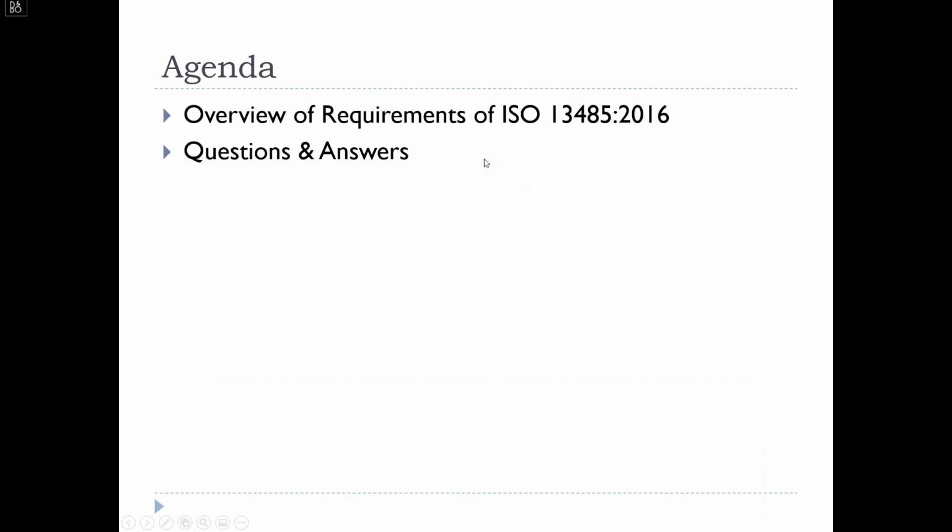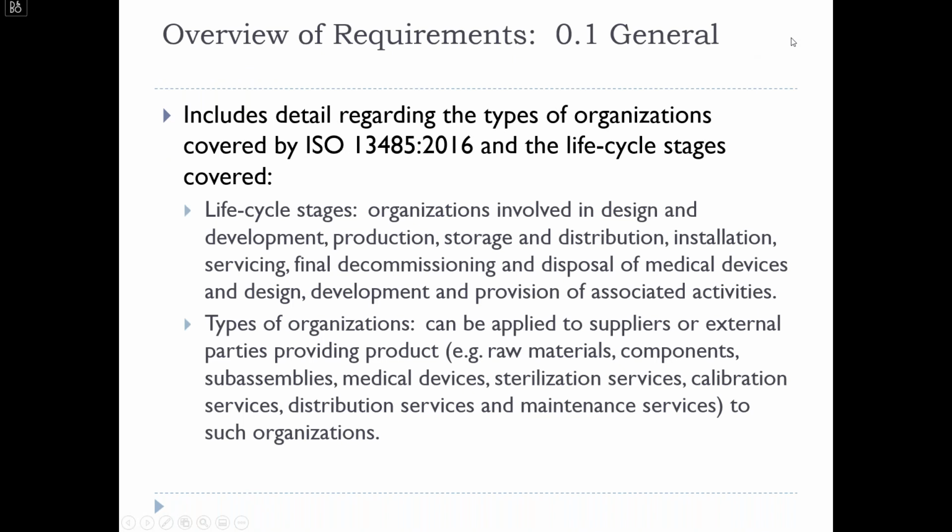So today I'll be giving a detailed overview of some of the most important requirements of 13485:2016, with time for Q&A after. So let's actually start with some of the introductory sections of the standard.